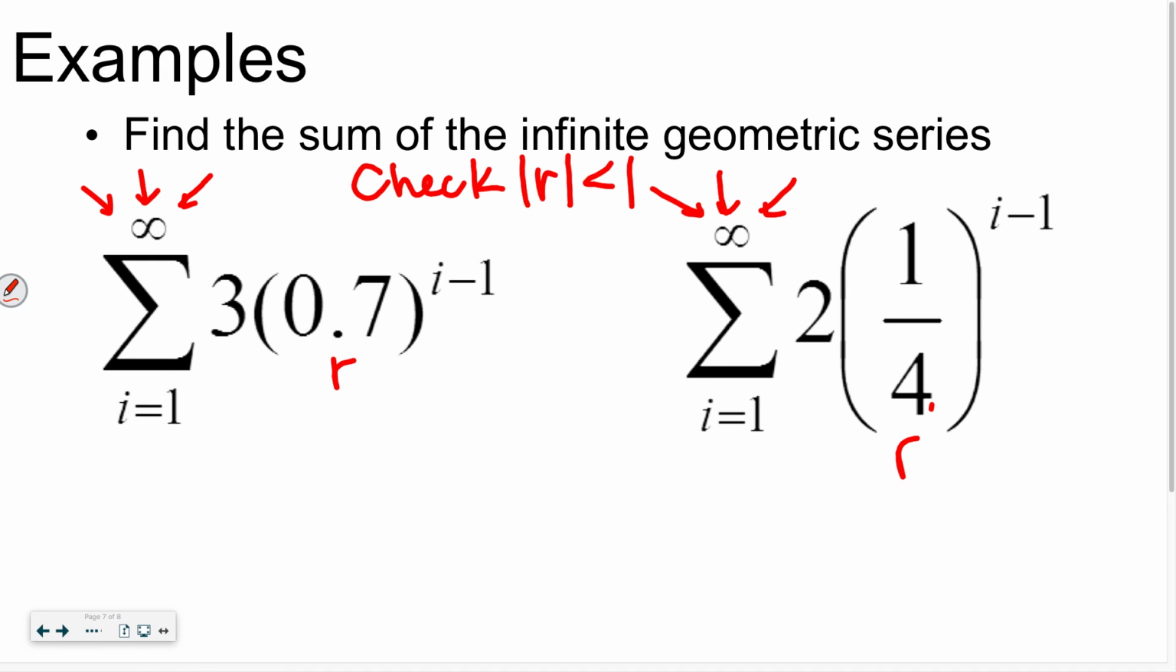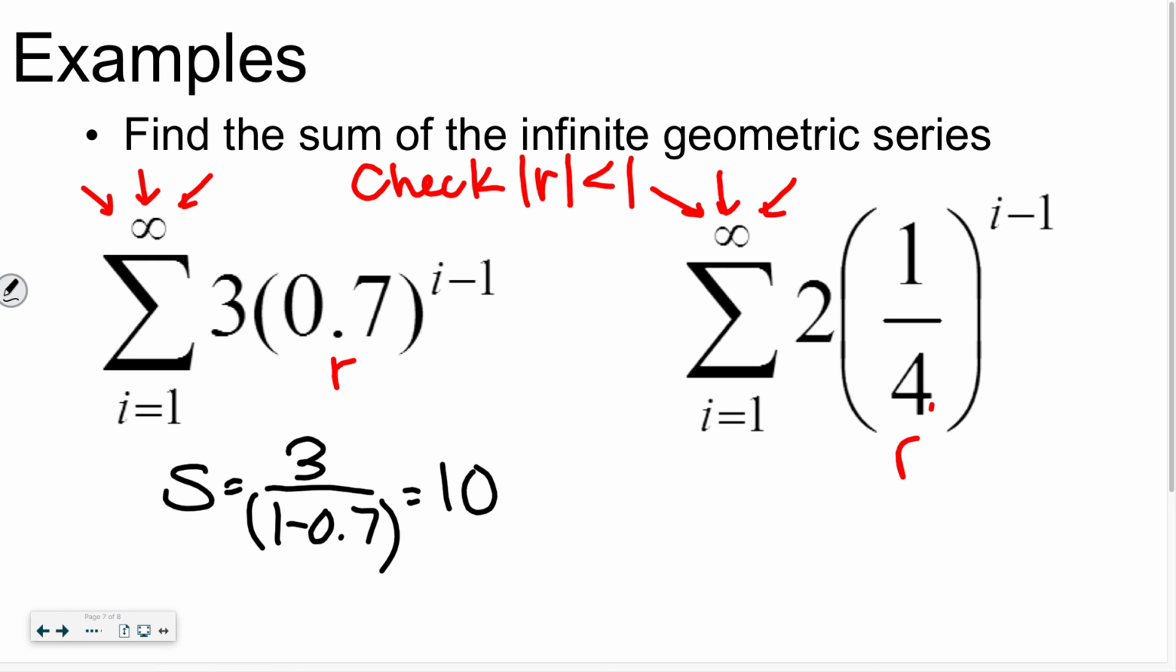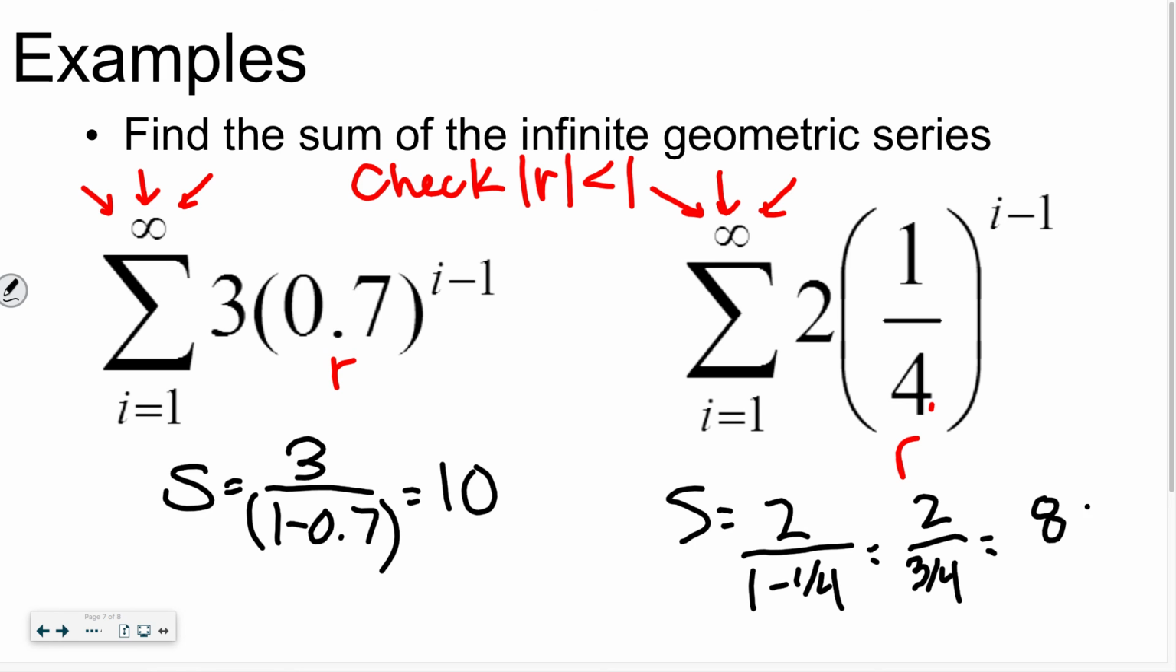Okay. So if I wanted to work this one out, the sum of infinite terms here is just the first term, 3, divided by 1 minus 0.7. So what, 3 divided by 0.3, that's 10? That one should be in parentheses. And on this one, the sum is 2 divided by 1 minus 1/4. So that's 2 over 3/4. So what is that, 8/3? If I multiply by the reciprocal, 8/3.